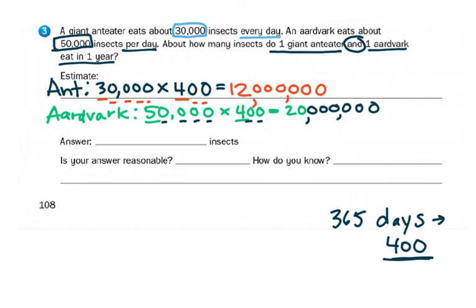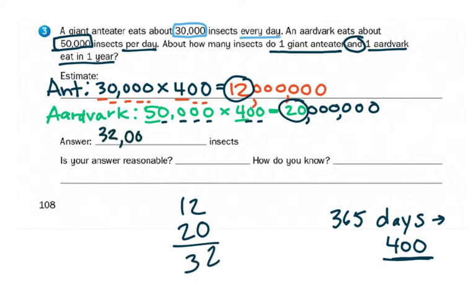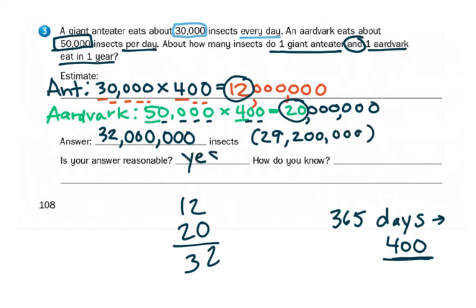Together, how many do they eat? Well, if I just add 12 plus 20, then I can add my zeros behind it. I get 32 with 6 zeros following it. 32 million. I wonder where they get all those insects. The actual answer is 29,200,000. So is that answer reasonable? Yes. Again, it's close to our estimate.